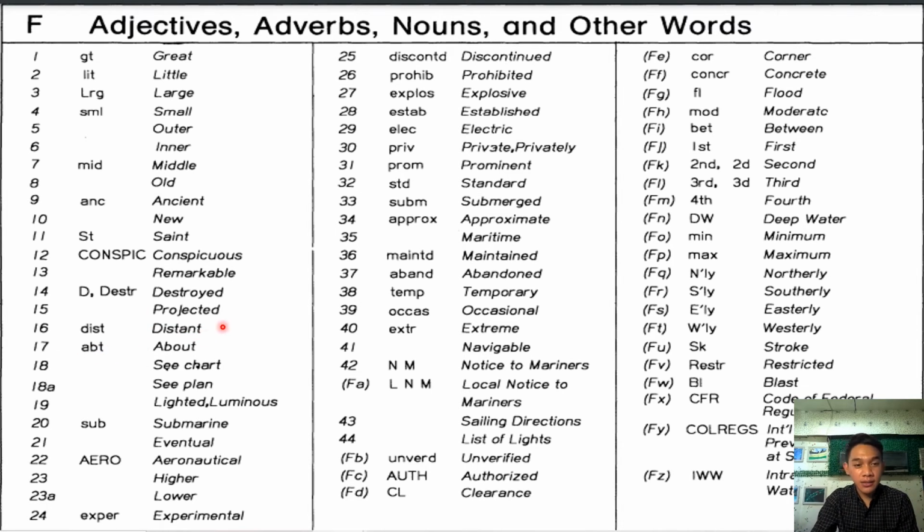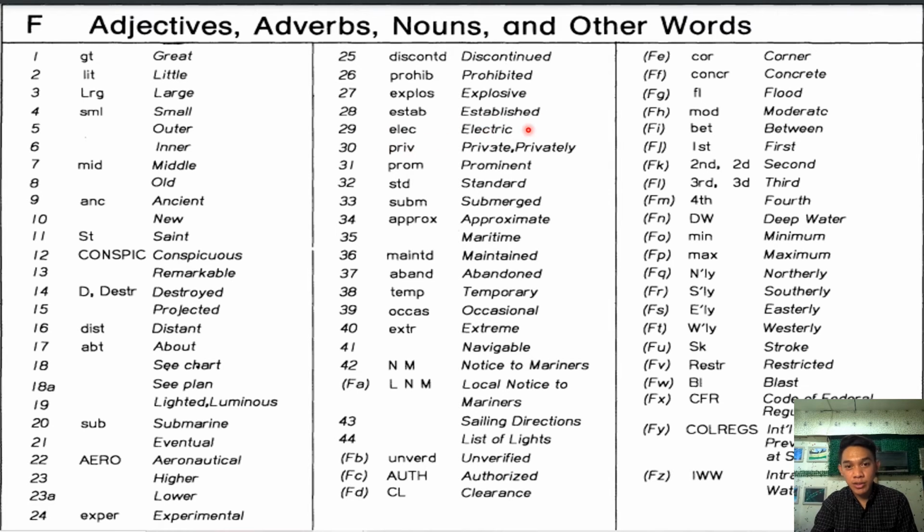DIST is for distant. ABT is about. C is chart, C plan. 19 is lighted, luminous. 20 is for sub, which is submarine, eventual. 22 is for aero, for aeronautical, could be higher or lower. 24 is for exper or experimental. 25 is discont or discontinued. 26 is prohib or prohibited. 27 is explos, which is explosive, followed by estab or established.